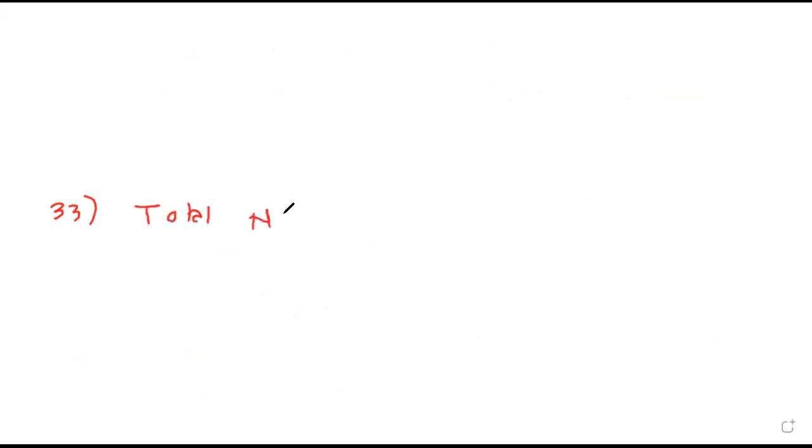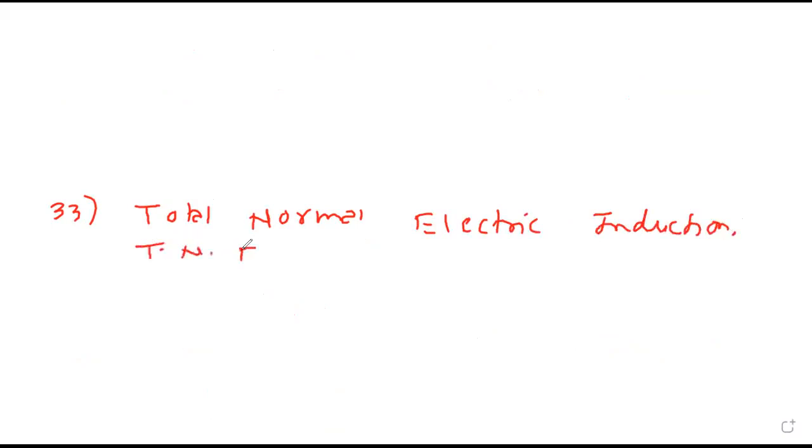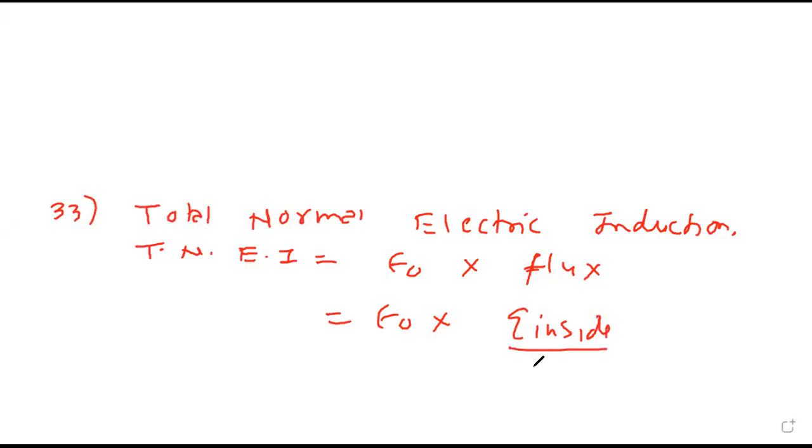Total normal electric induction, that is, epsilon naught times E dot N, is epsilon times flux. That is same as epsilon times charge inside the closed surface upon epsilon naught. So it is nothing but charge enclosed. A new term: total normal electric induction is charge enclosed by the surface, right?